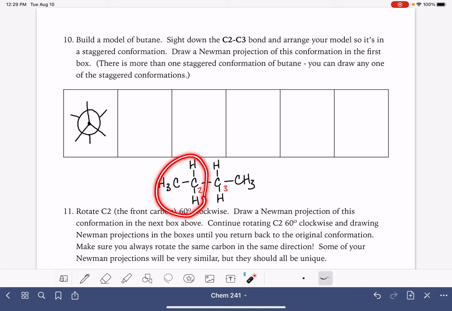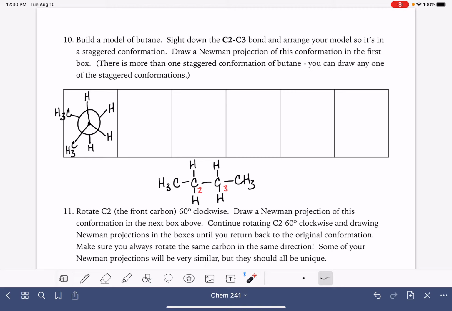On my front carbon, on my carbon number 2, I have a hydrogen and a methyl group, and I'm just going to draw those wherever I would like. So I'm going to do it like this. Hydrogen, and a methyl group. And then I'm going to do carbon number 3, which is the one in the back, and that one has the same thing, a hydrogen and a methyl group. Now, when I draw these, I'm just going to put them wherever I feel like putting them. You'll be matching your model.